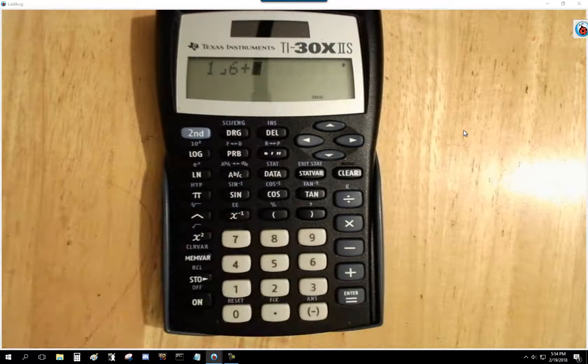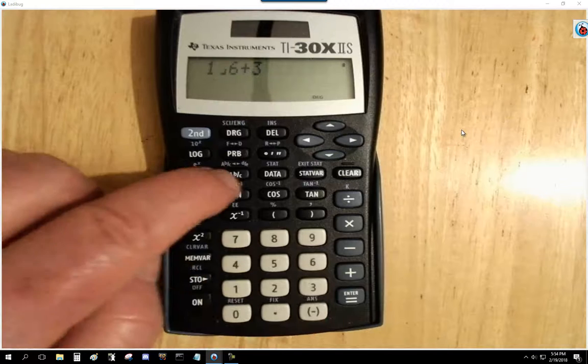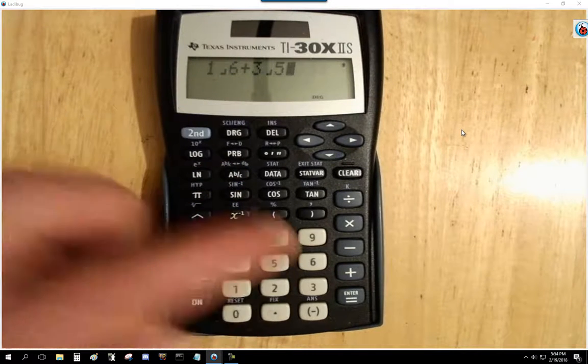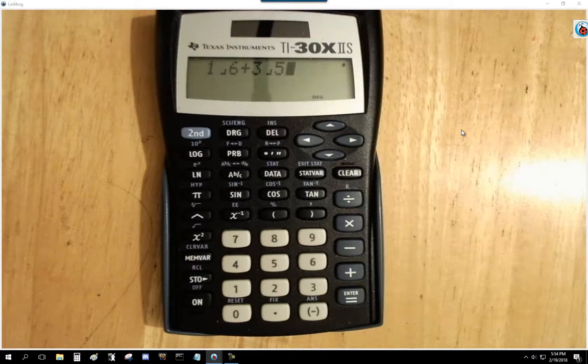Now I want to add to that the fraction 3/5. So I'll hit plus 3 ABC 5. And now I'll press equals. And it gives the answer to me as a simplified fraction. If we had converted 1/6 and 3/5 both to the least common denominator of 30, we would have gotten 5/30 plus 18/30, and that would have given us 23/30.